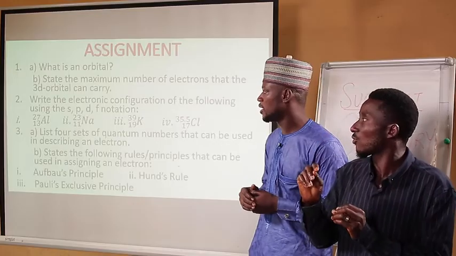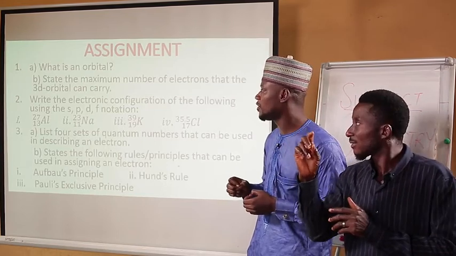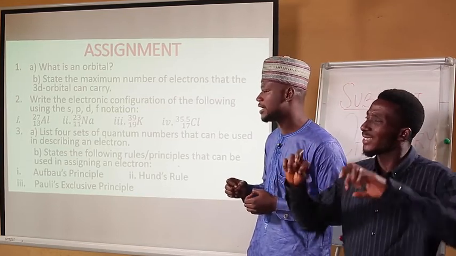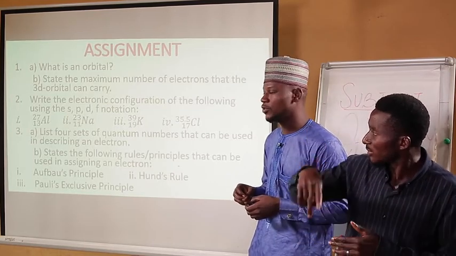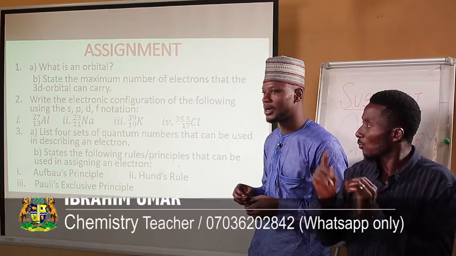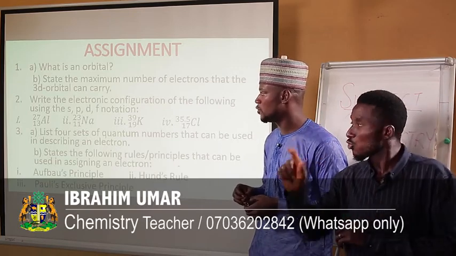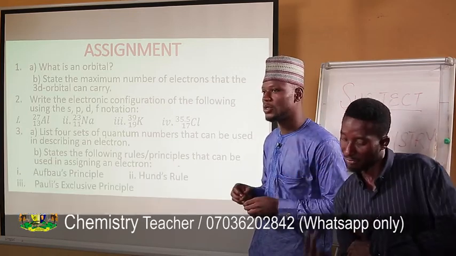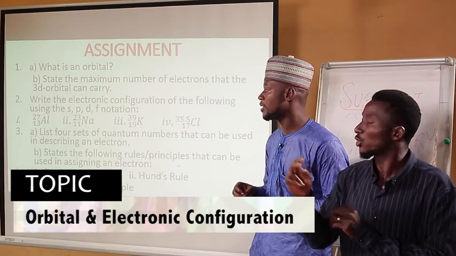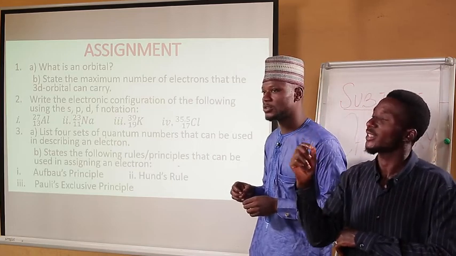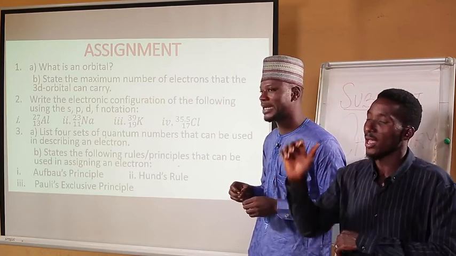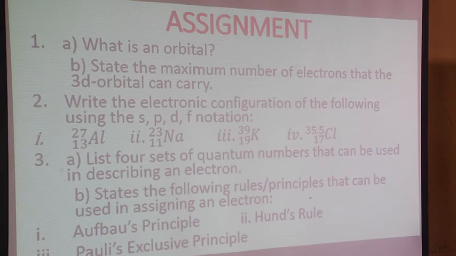Then question 2, write the electronic configuration of the following using the spdf notation. 1, aluminium with atomic mass 27, atomic number 13. 2, sodium, atomic mass 23, atomic number 11. 3, potassium, atomic mass 39, atomic number 19. And then 4, chlorine, atomic mass 35.5, atomic number 17.